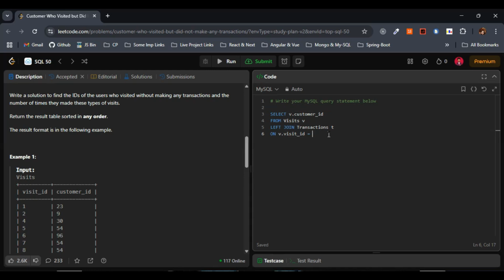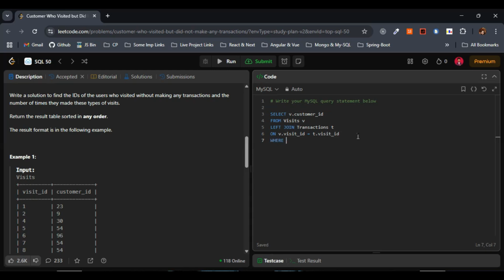So here in this case, did I forget anything here? So this is fine. If there is no matching visit ID in transaction, it means the visit had no transactions, right? So here we are joining the condition based on visit ID, which means this has to be T dot visit ID. Sorry, I got confused here. This is fine.